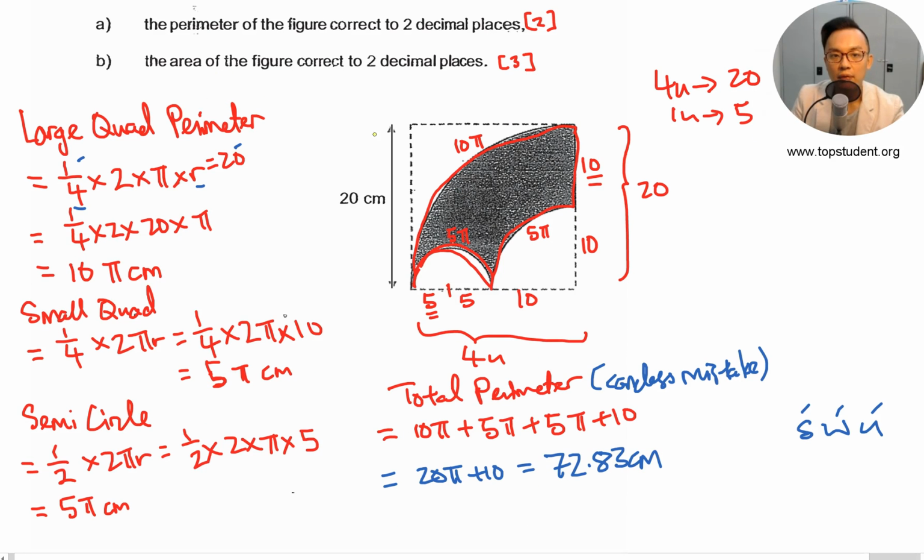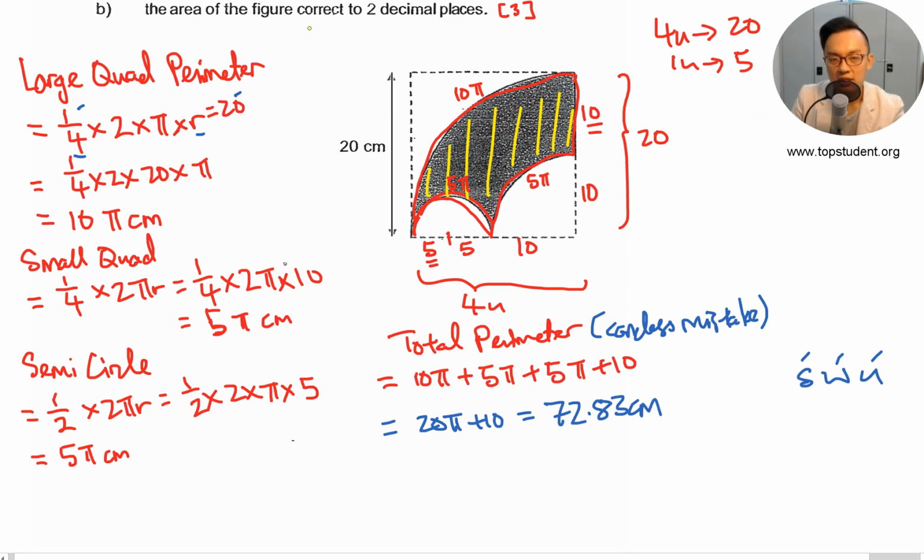So now I need to find the area of the figure, correct to 2 decimal places. This is actually the same steps as what you did on top, but instead of perimeter, now you find area. So large quadrant area is equal to 1/4 pi r squared, which is equal to 1/4 times 20 squared times pi.